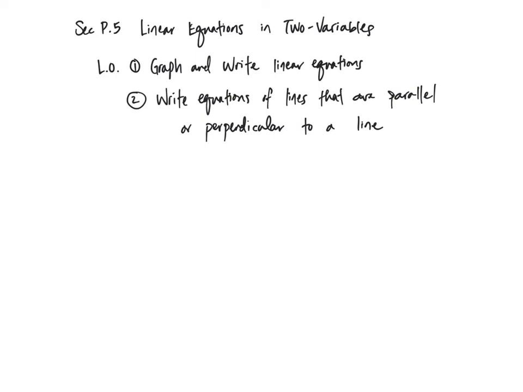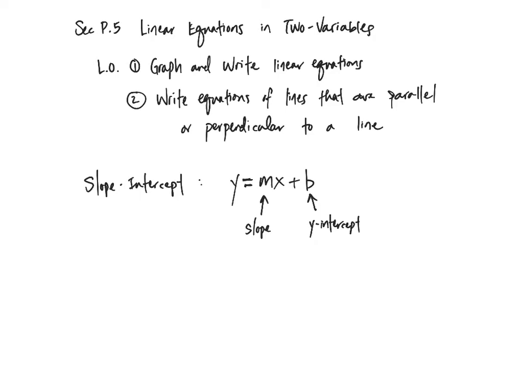Section P5 starts with a real basic introduction to slope and the slope-intercept form of the equation of a line, which of course you guys know, but I'll just write it down here anyway because it's official notes. Y equals mx plus b, whereby m is the value of the slope of the line and b is the value of the y-intercept of the line.